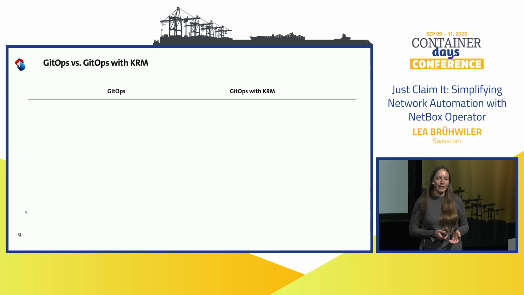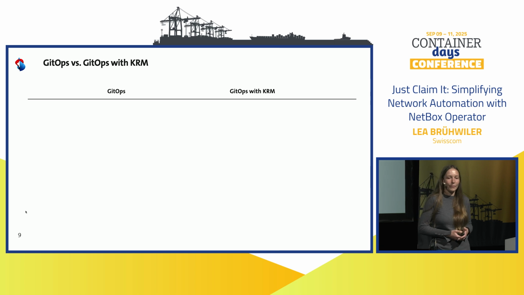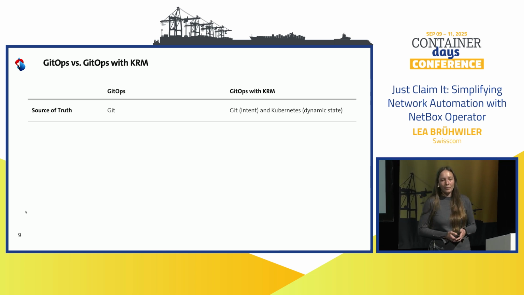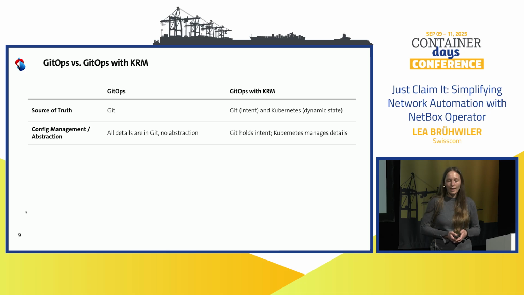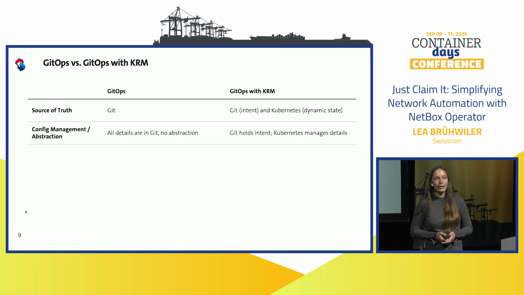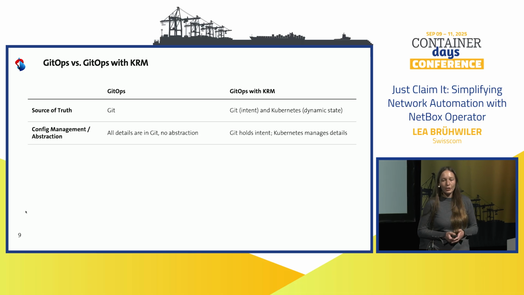So what do we gain if we combine GitOps with KRM? With GitOps, we have everything in Git, and if you combine it with KRM, the dynamic part can be handled with Kubernetes. This also allows for abstractions. We don't need to have all the details in our configuration. So for example, we don't need to store IPs there anymore, but it can be handled by our automation.